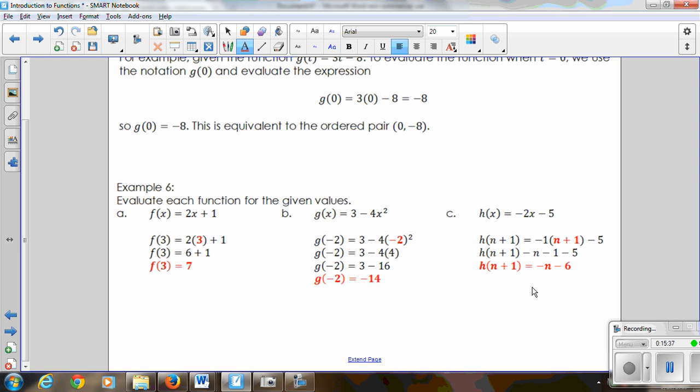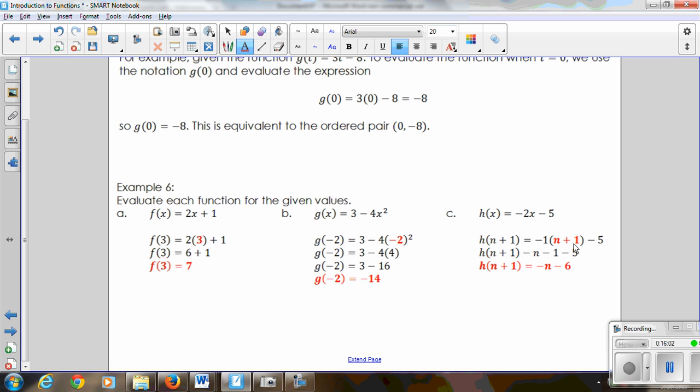Now, in letter C, this is a little bit different because we're not plugging in a number for our variable. We're plugging in another expression. And so all I'm doing, again, is just replacing my x with n plus 1. Notice that I'm using parentheses here because I want to make sure that I'm replacing all of x. And when I plug in n plus 1, now I've got to follow my order of operations. I can't really simplify what's inside my parentheses.